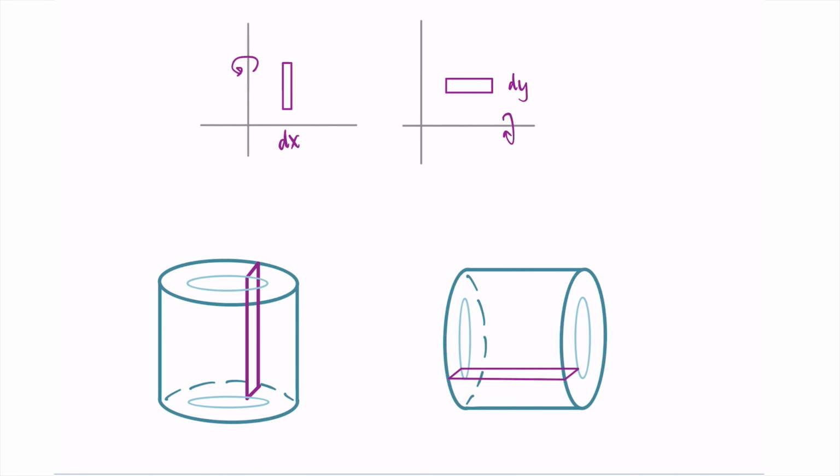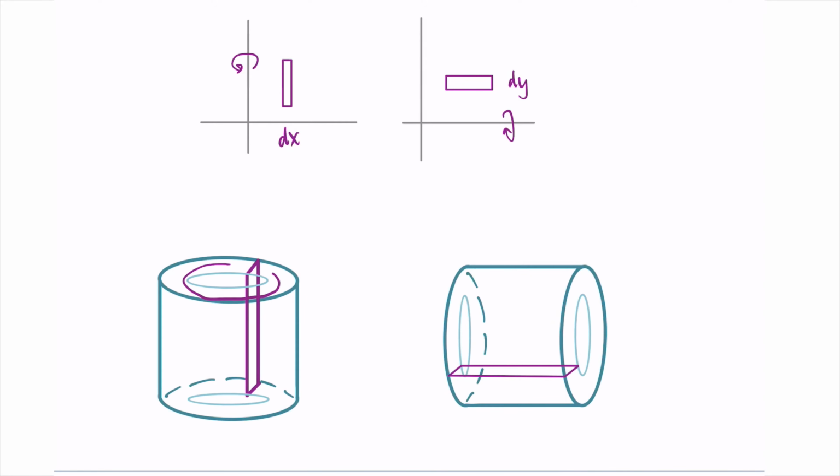And I've drawn it down here. It's sort of like a cylinder with a hole in the middle. It's really small since it's just a little dx width. And so it draws out this shape as it goes around, and it's this shell. The same thing would happen with respect to y.